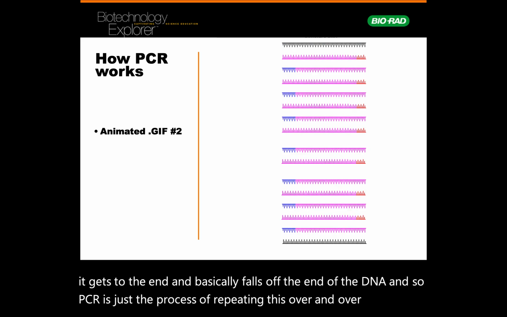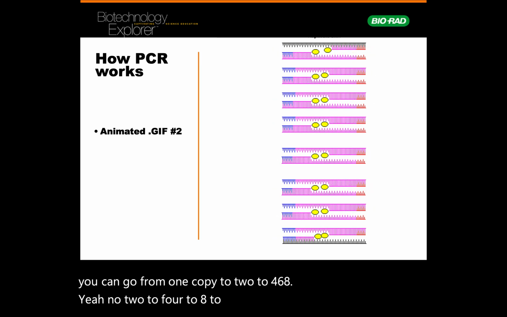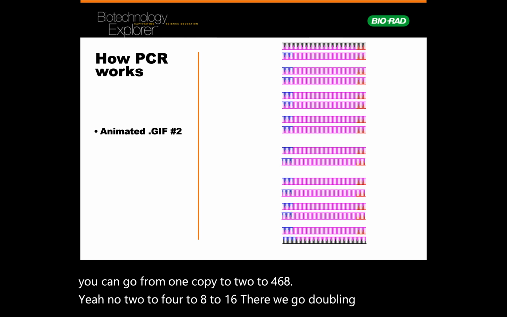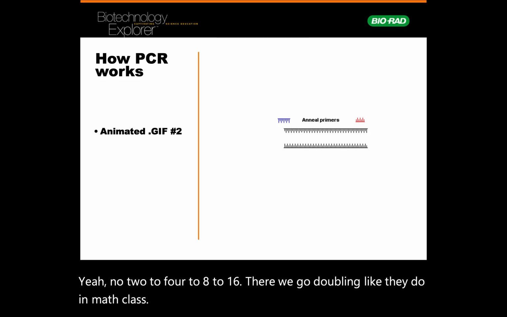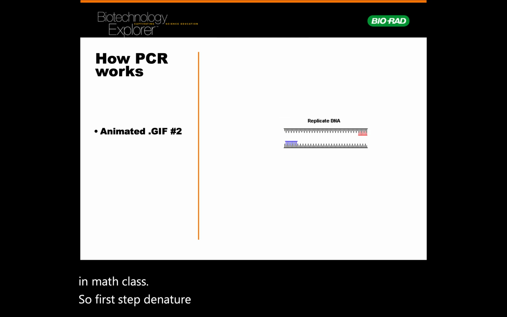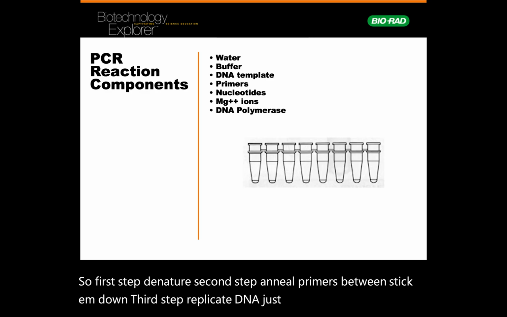And so PCR is just the process of repeating this over and over again. So you can go from 1 copy to 2 to 4 to 8 to 16. There we go. Doubling, you know? Like they do in math class. So first step, denature. Second step, anneal primers, which means stick them down. Third step, replicate DNA, just like that. Let's take that bit by bit and let's talk about it.